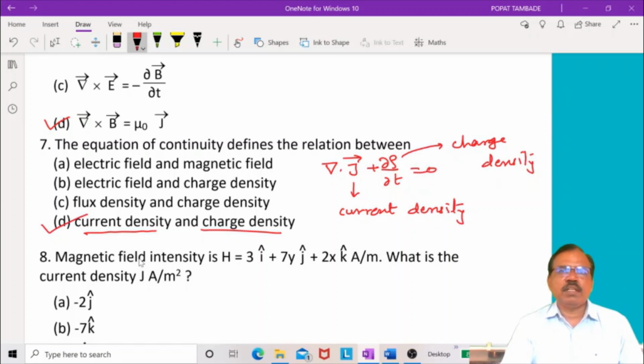So the equation of continuity defines the relation between electric field and magnetic field? No. Electric field and charge density? No. Flux density and charge density? No. It is current density and charge density.